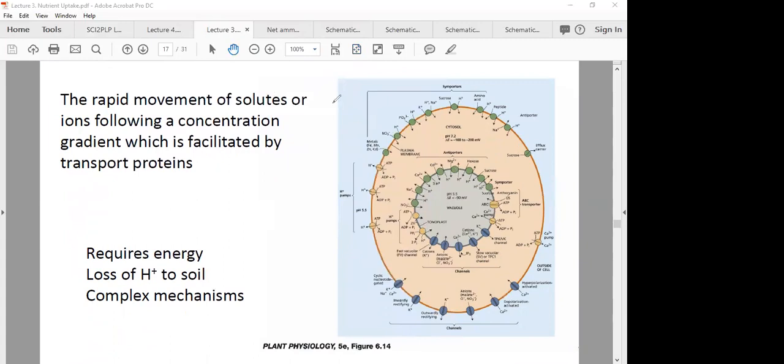So when it comes to movement of nutrients, tell me what sort of nutrients we're talking about. Movement of nutrients into the root to set up that concentration gradient which enables the passive movement of water also into the root.